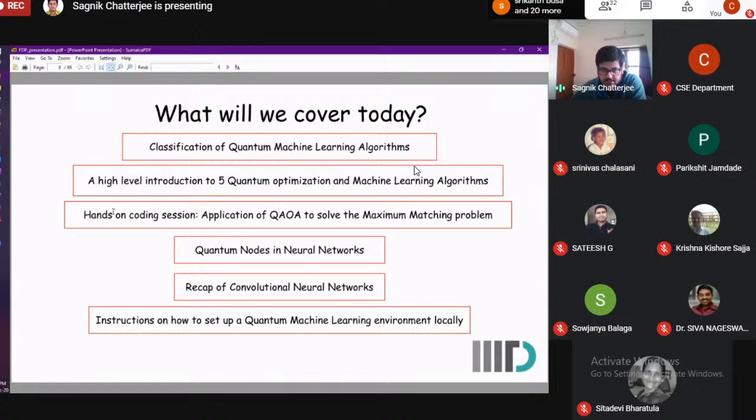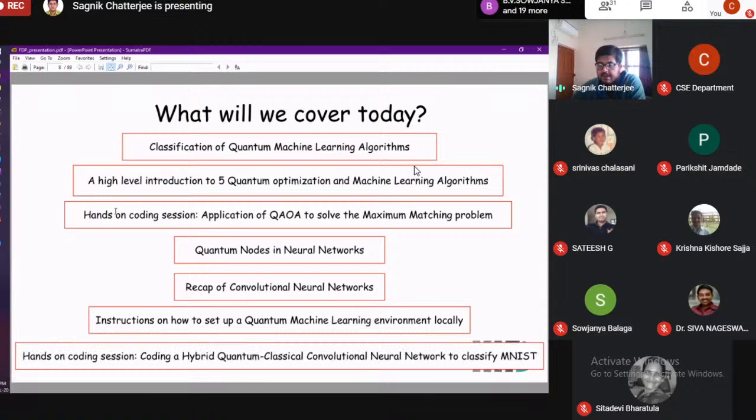I'll give you an instruction on how to set up your own local environment for quantum machine learning. And finally, we'll have a hands-on coding session where we'll be coding a hybrid quantum classical neural network to classify the MNIST dataset. We'll be explaining more about this later on. For the time being, what we mean by hybrid quantum classical neural networks is that our neural network will have both classical activation functions as well as quantum activation functions. So without further ado, we'll move into it.